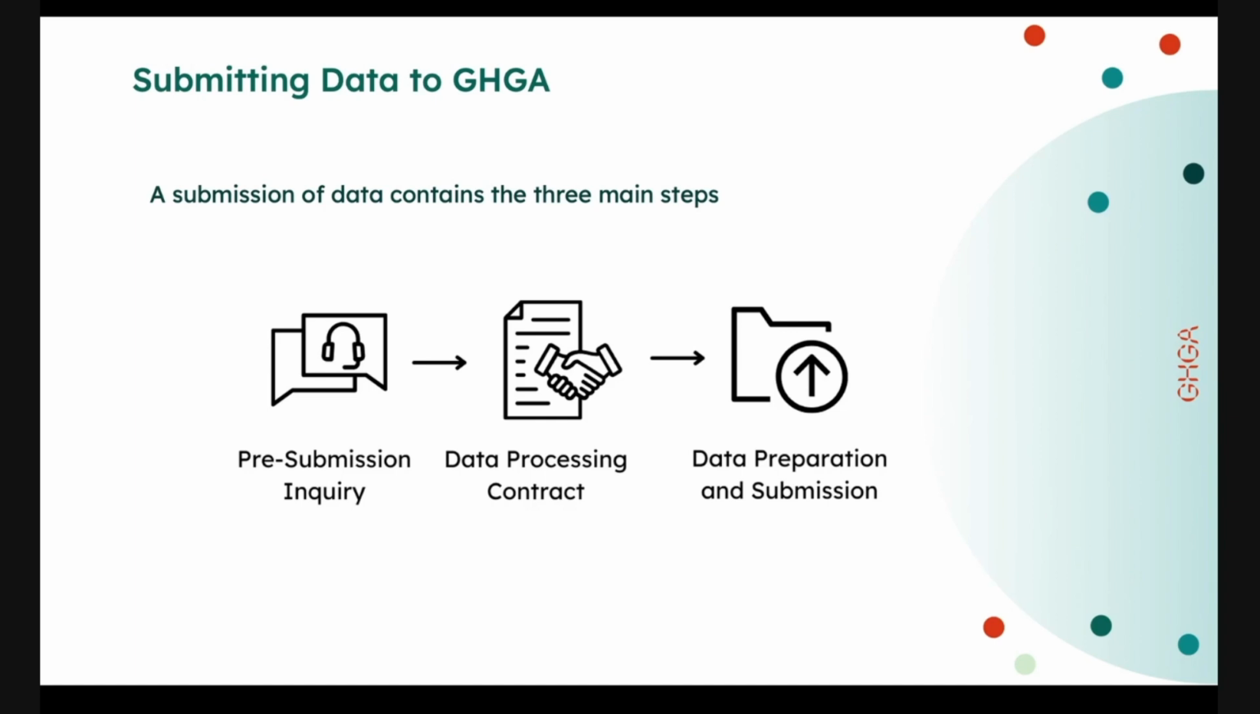And once you've passed the submission inquiry, then you will have to go to the data processing contract phase, where you will be agreeing to the terms and conditions in which you want to submit the data, and what kind of data should be made available, what should not be publicly available. All of that will be decided. And then you prepare for data submission.